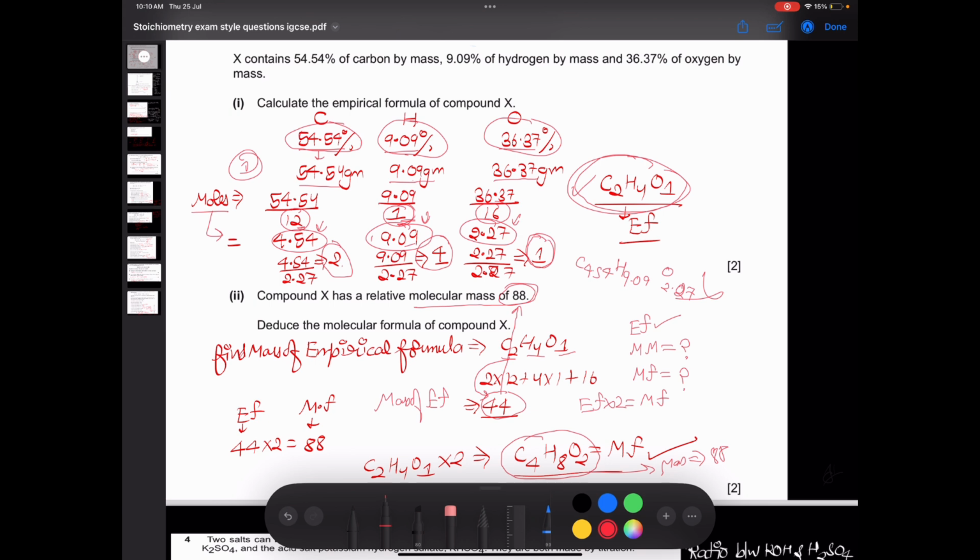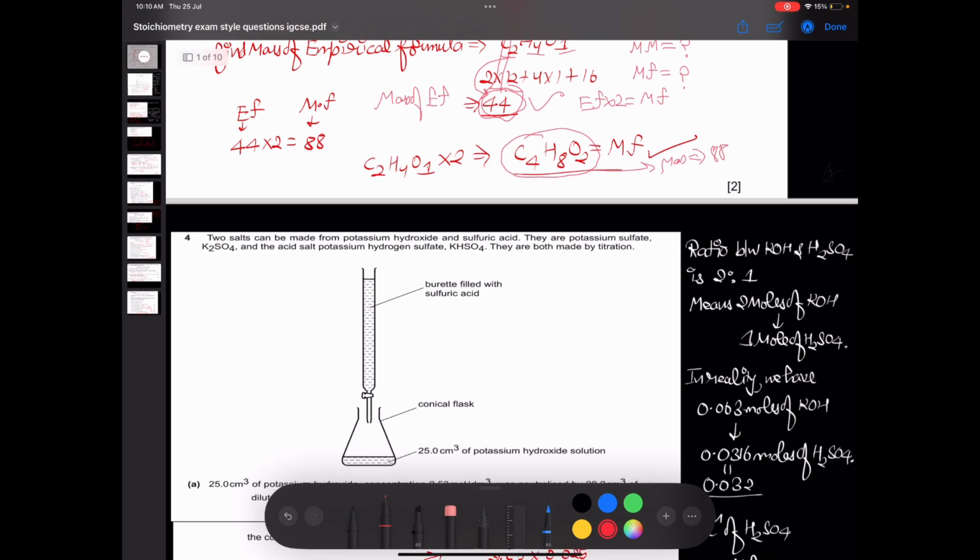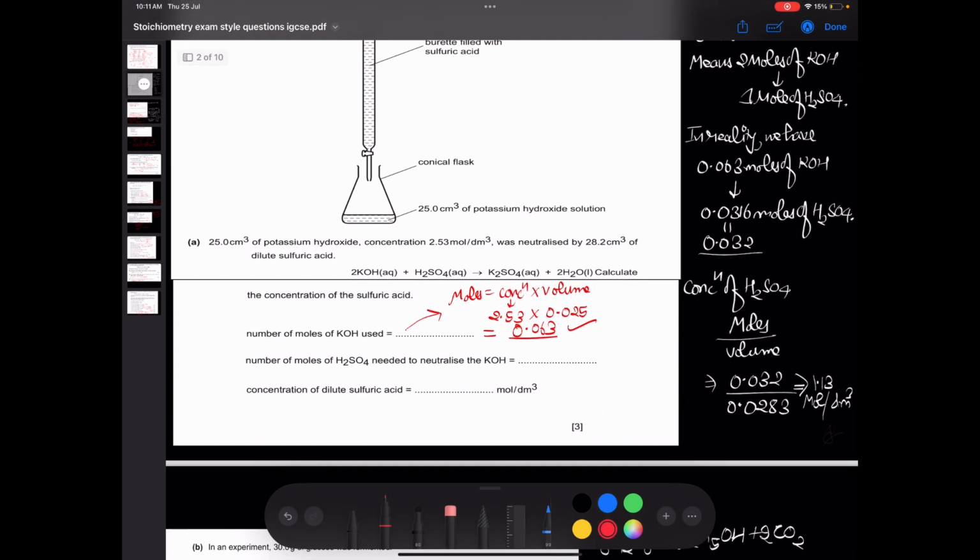I'm repeating this again for all of you. Hear me out carefully. We found out the empirical formula. Then I'm simply asking you, calculate the mass of empirical formula. It is coming out to be 44. Now check the relation between 44 and 88. It is exactly the double. So what do we do? Double the empirical formula, you'll get the molecular formula. Okay.